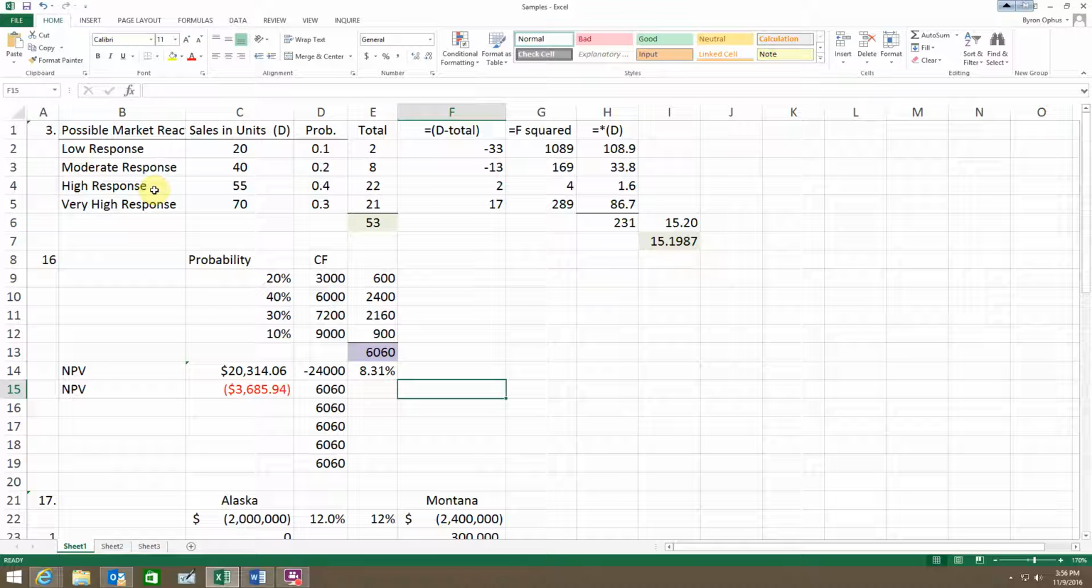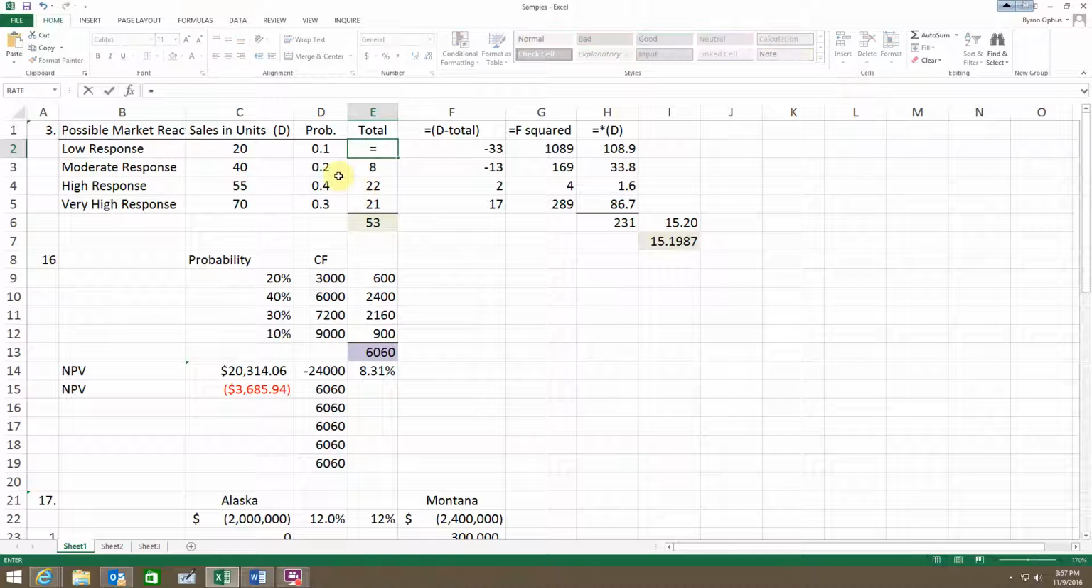Let's see. If you guys remember how to calculate standard deviation, doing it the hard way, when we have probabilities involved in this. Okay, so here we go. It gives us this data, so we just input the data. Sales in units, low, moderate, high response, and what our probabilities of each of those is. And so then I just take my probabilities times my expected sales there. So it's simply equal to this times sales.